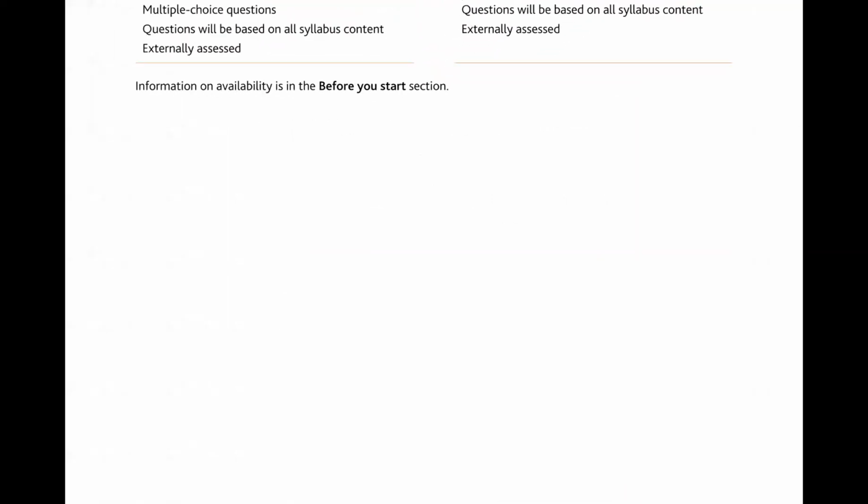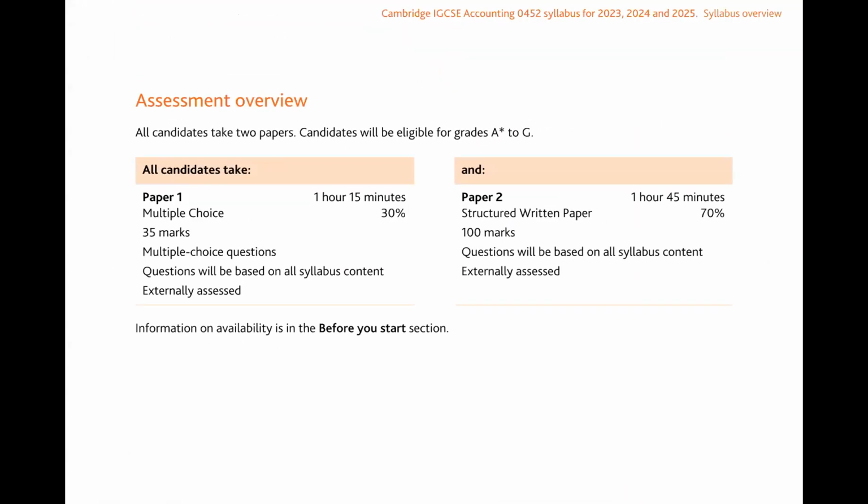Then what about the assessment overview? You can see that you'll have two papers mainly. The first paper will be paper 1. It shall be made up of multiple choice questions, 35 of them, right? There'll be 35 and the total weight is 30%, right? Okay. And you don't worry about these questions. They'll be based on all the syllabus content that we're going to share with you.